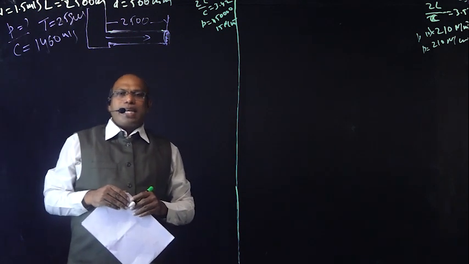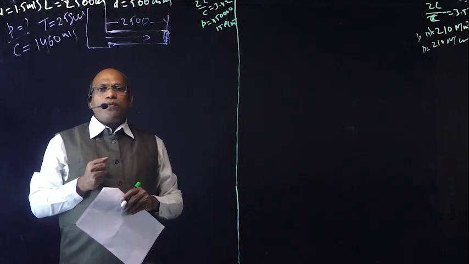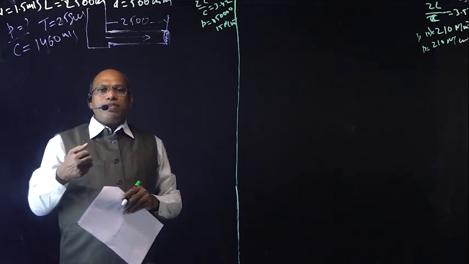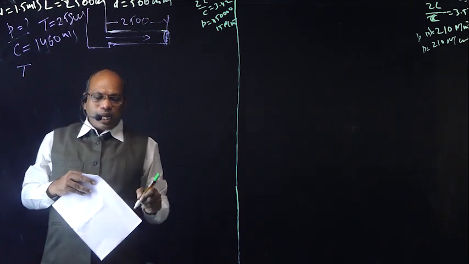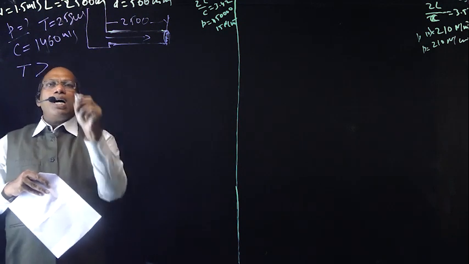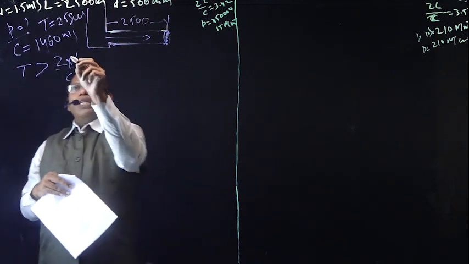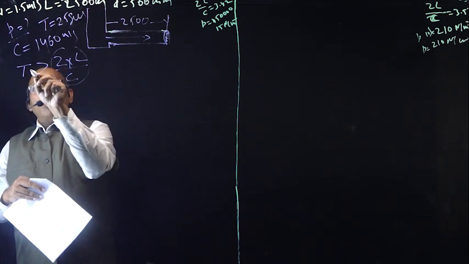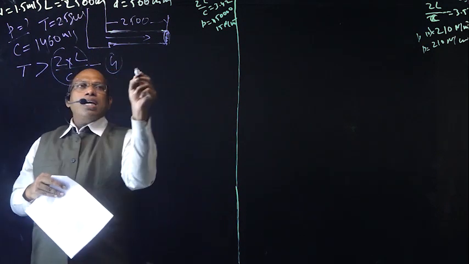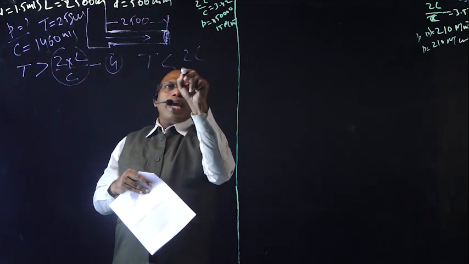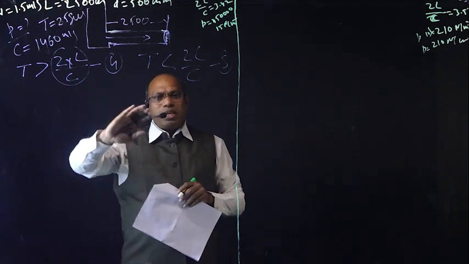Now, first we are going to decide whether the valve is closed suddenly or gradually. For this we know one relation: if the time taken is more than 2 times length divided by the velocity of wave C, that is T more than 2L by C, the valve is closed gradually. Otherwise, if T is less than 2L by C, the valve is closed suddenly.